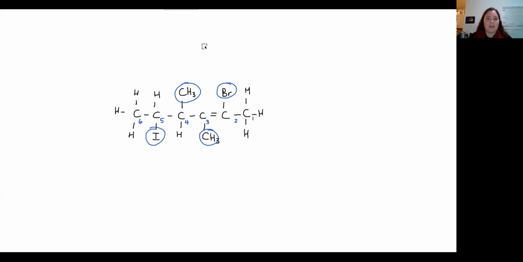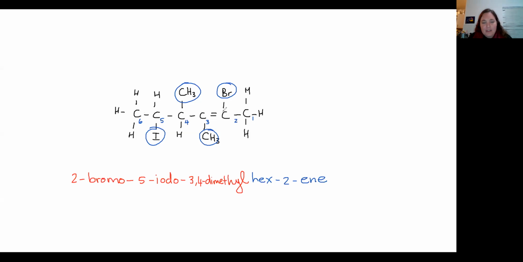And I put my answer back in. All right, so ladies and gentlemen, I'm going to share this with all of you now. That is the answer that I got. So I'm hoping I didn't make any subsequent mistakes, but if I counted my longest chain, I got six carbons in it, which made it hex. The double bond is between carbons 2 and 3, so it's hex-2-ene because it's a double bond.